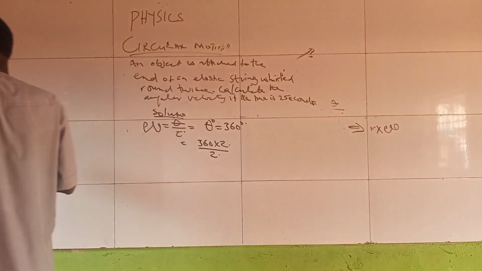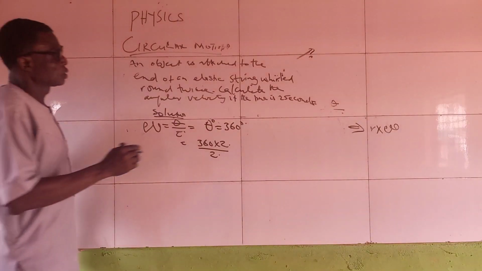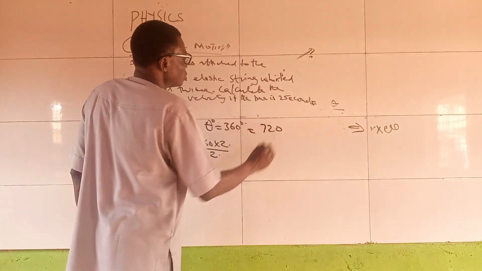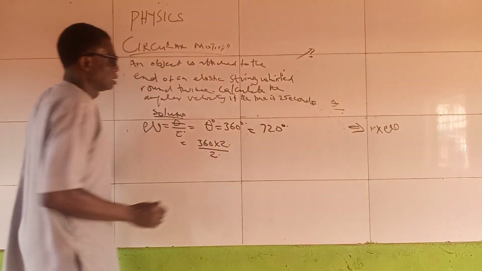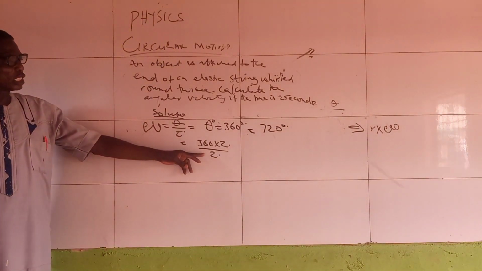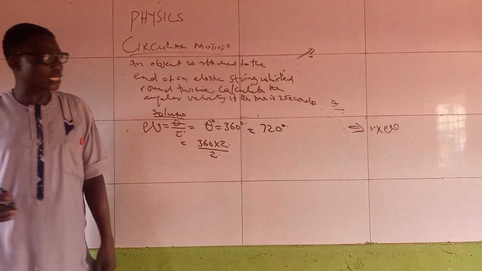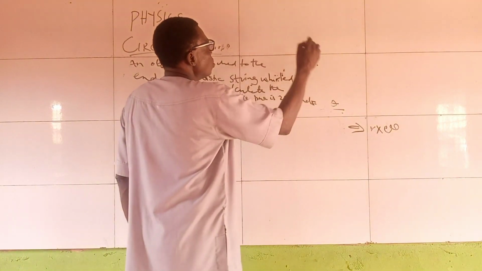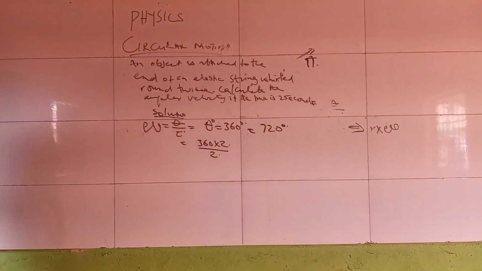So if t is 2 seconds, that means we have 720 degrees. You can decide to do it this way, but I'm doing it this way because I want to take it down to pi. We said it's radians, and because it's radians, we have to use pi.